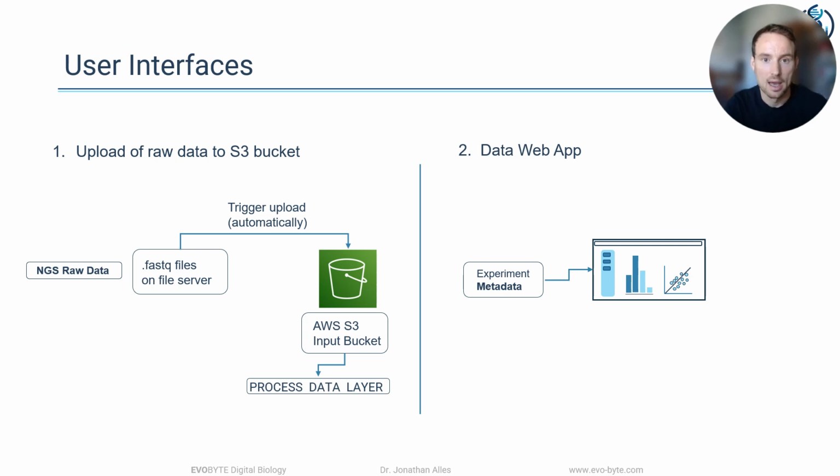Finally, we want to have a perspective from the user, how to interface with the processed data layer. As we said, there are two types of input data that need to be ingested. First, there's basically the raw data that come from the next generation sequencing. And then we have the experimental metadata, which we need to annotate each data set with.